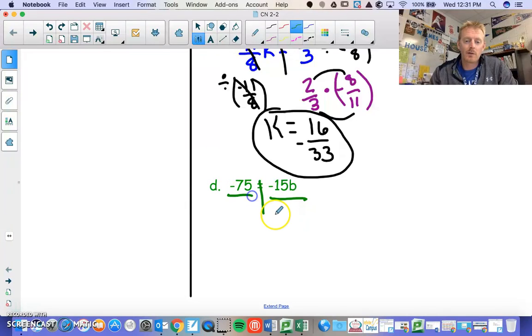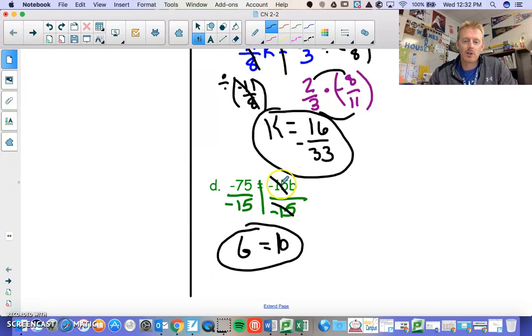So we divide both sides by that negative 15. So a negative 15 divided by a negative 15 makes a positive 1. So we have 1b left over on the right side. And a negative 75 divided by a negative 15 is 6. So then b is equal to 6. Now again, you can go back and check to make sure: 15 times 6 to make a negative 75, and you know for sure that you're doing things correctly.